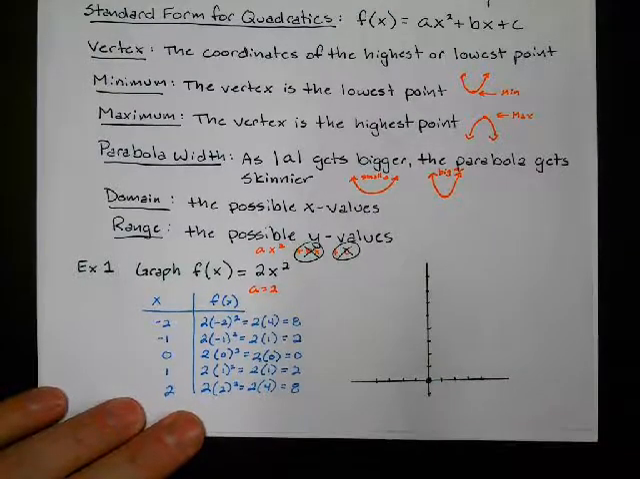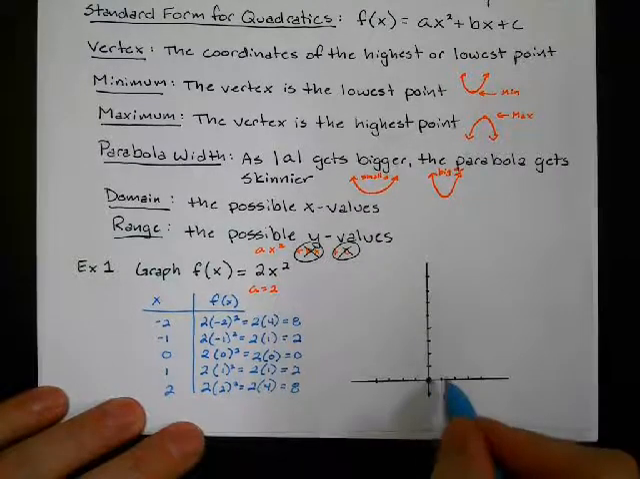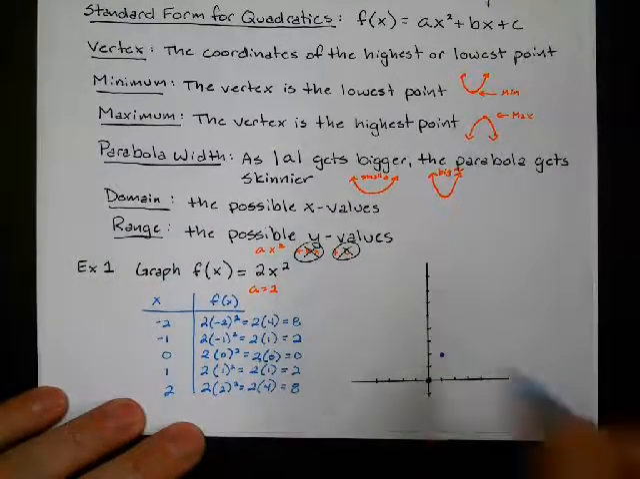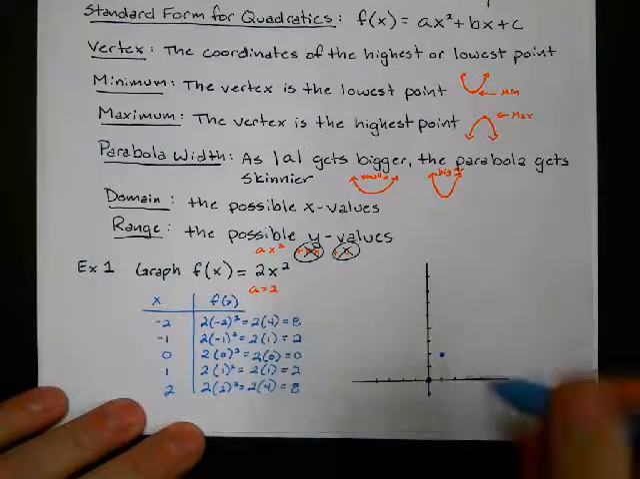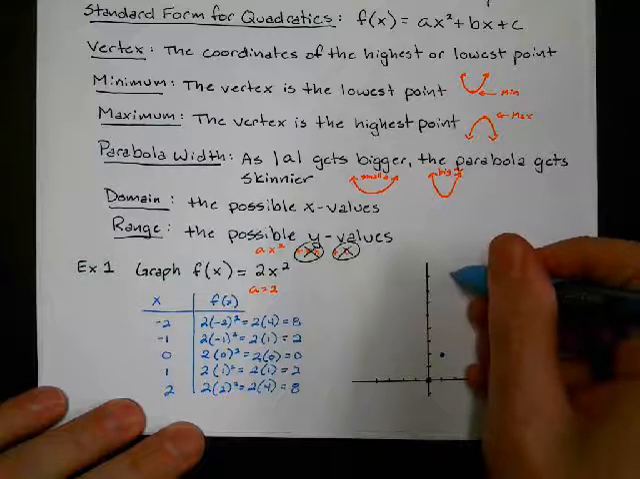I'm going to plug in 1, 2. So 1, 2 would be about right here. And then 2, 8. 1, 2, 3, 4, 5, 6, 8. That goes up to 8. Would be about right here.